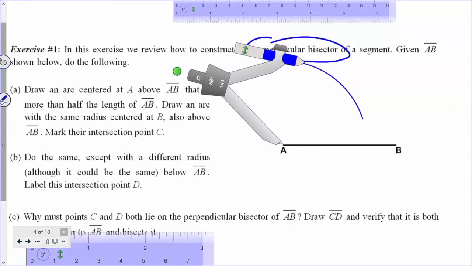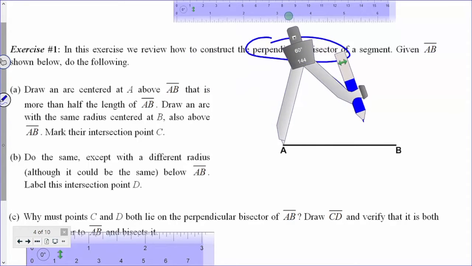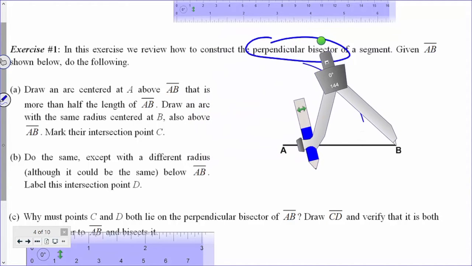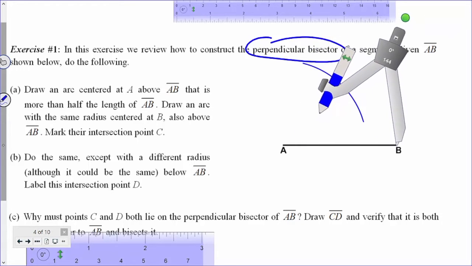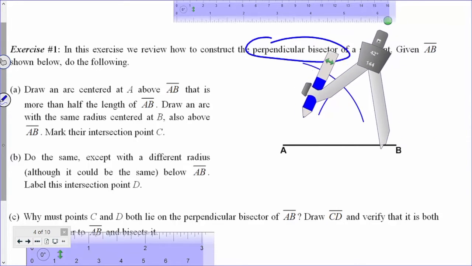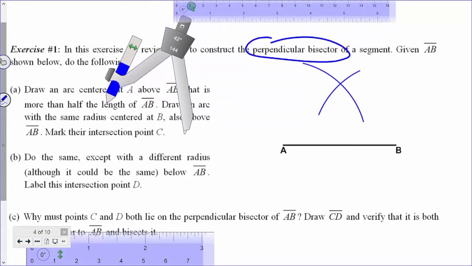There's my arc. Okay. And then I'm going to draw, well, not exactly the same arc, but an arc with exactly the same radius centered at B. If I can just get my point to actually lie at B. There we go. All right. There it is. So I've drawn these two arcs that have the same radius but have centers at A and at B. It says mark their intersection point C.